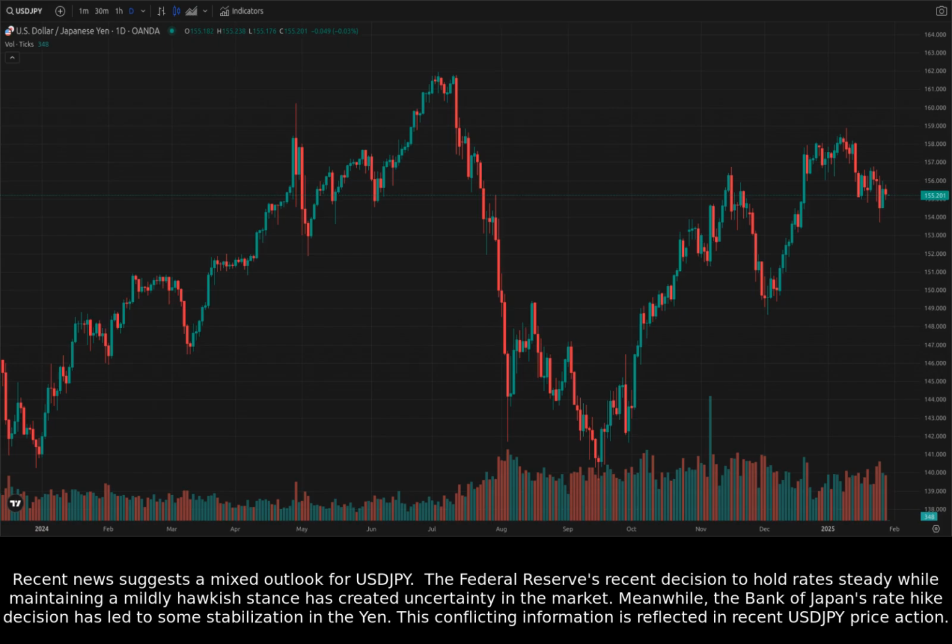Recent news suggests a mixed outlook for USDJPY. The Federal Reserve's recent decision to hold rates steady while maintaining a mildly hawkish stance has created uncertainty in the market. Meanwhile, the Bank of Japan's rate hike decision has led to some stabilization in the yen. This conflicting information is reflected in recent USDJPY price action.